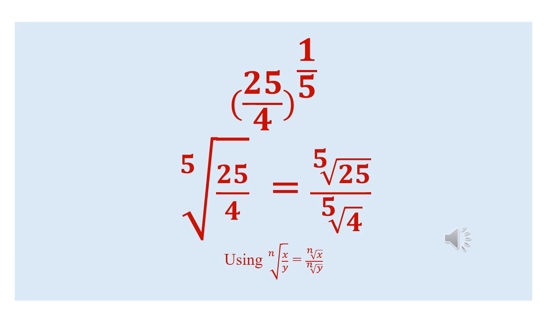Now the next step here is, since we have (25 over 4) in brackets all raised to power 1 over 5, which is equivalent to the fifth root of 25 over 4, if you rewrite that as the fifth root of 25 over 4, now we can separate the fifth root on the numerator and denominator. So we have the fifth root of 25 over the fifth root of 4.